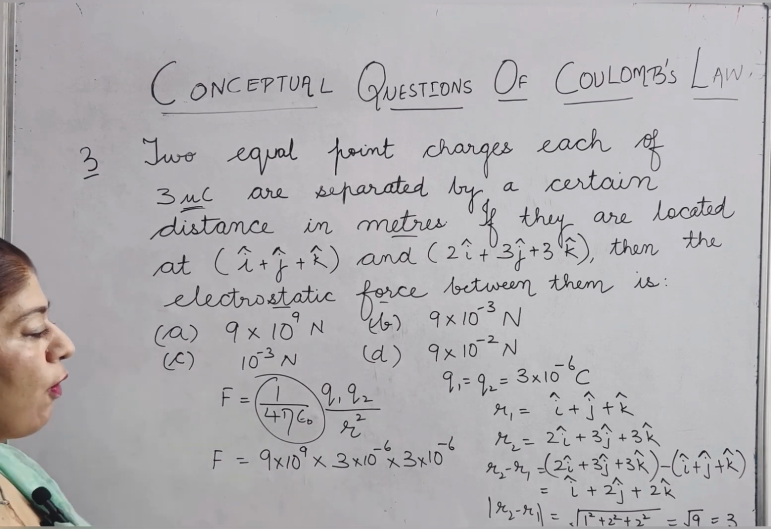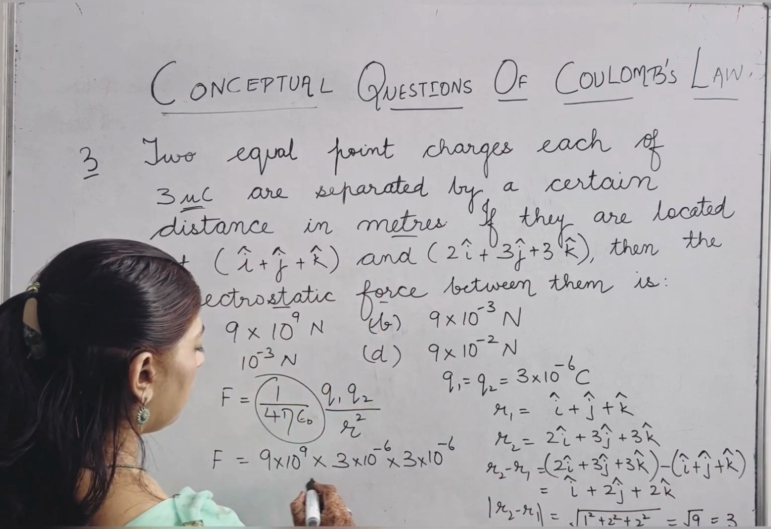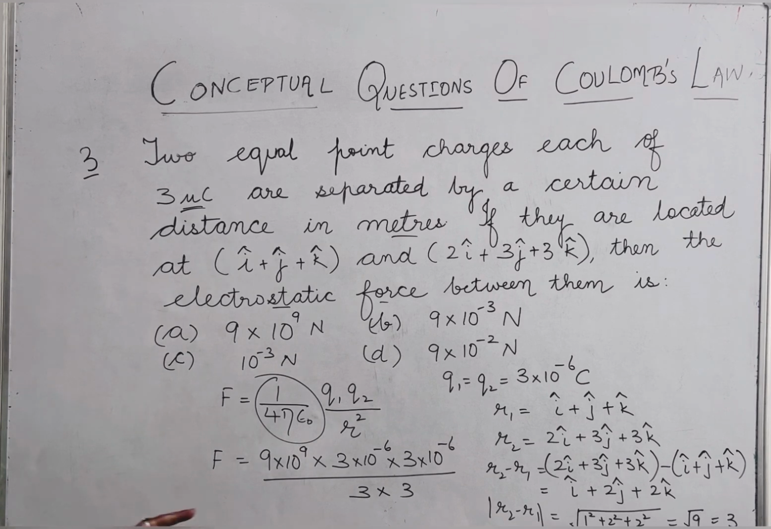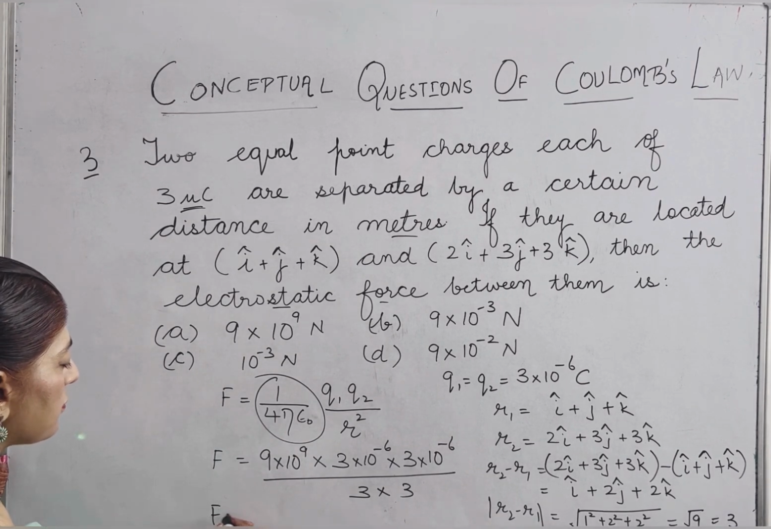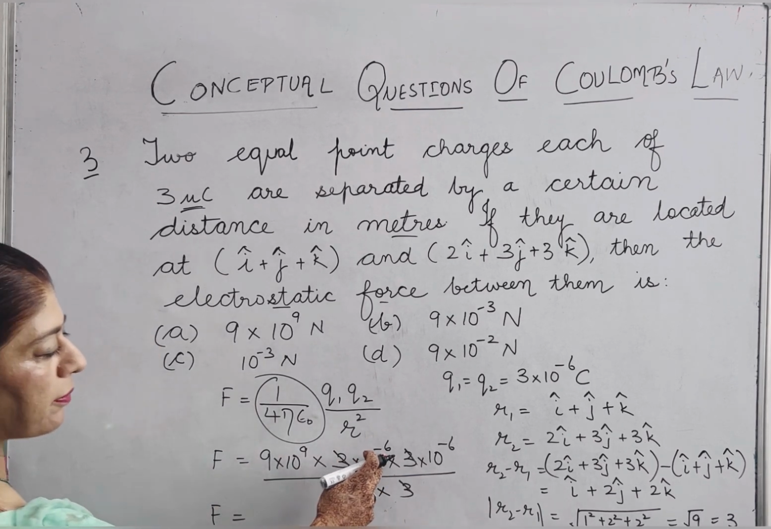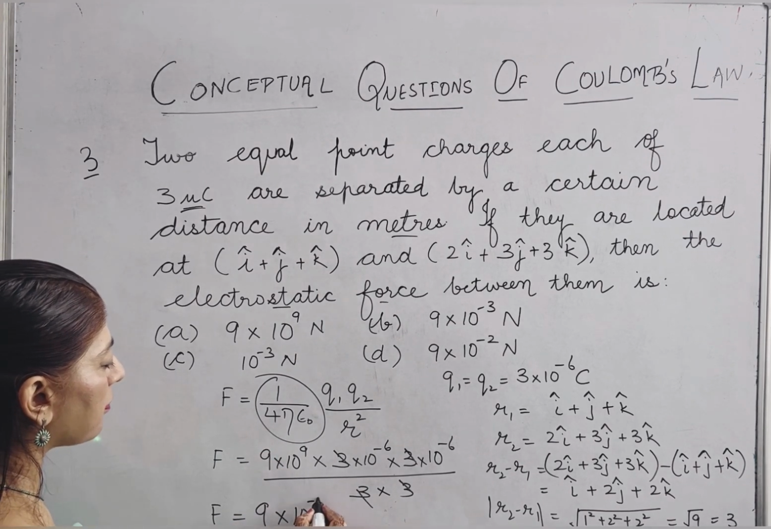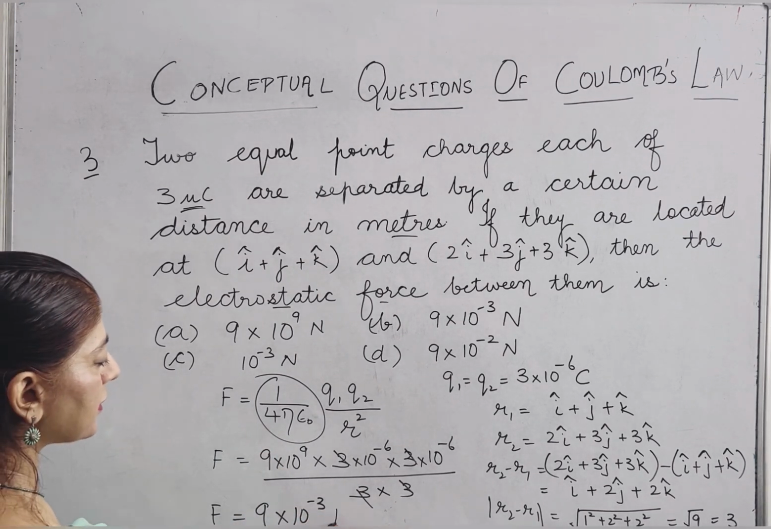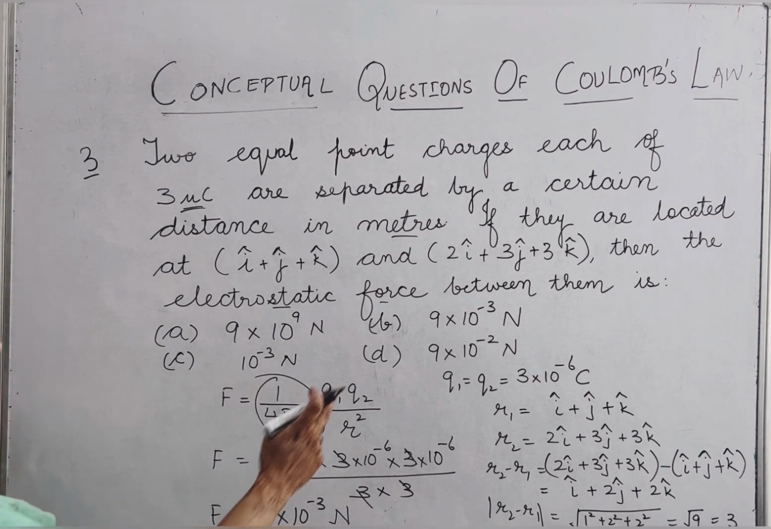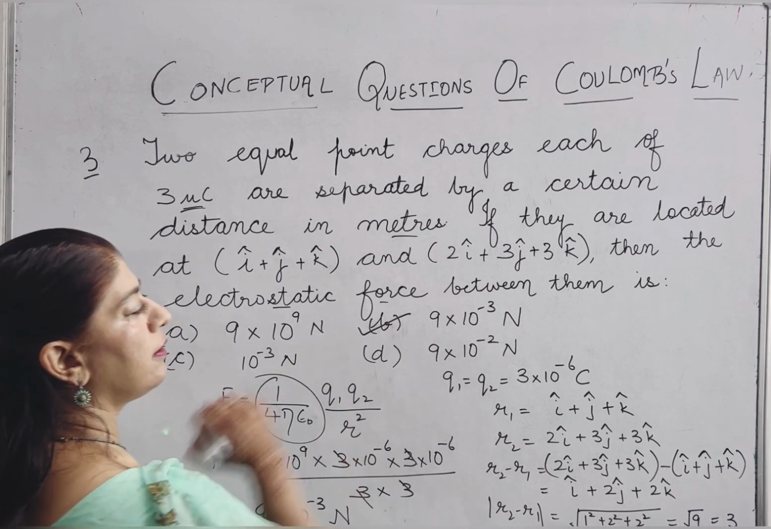Now putting the value of the distance between the two of them, that comes out 3 meter, we will write down 3 into 3. So it is clear from here that force comes out to be equal to, this cancels, and this is 10 power 9, this is 10 power minus 6 will become minus 12. So 9 into 10 power minus 3 will be the answer in newtons. So among these four, our option number B, that is giving force is equal to 9 into 10 power minus 3 newton, is the correct one.